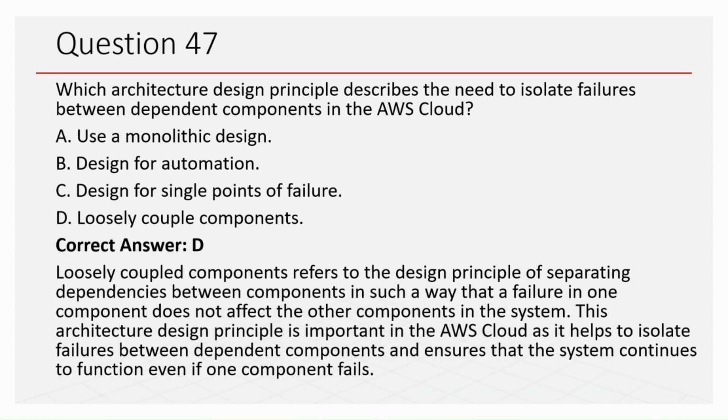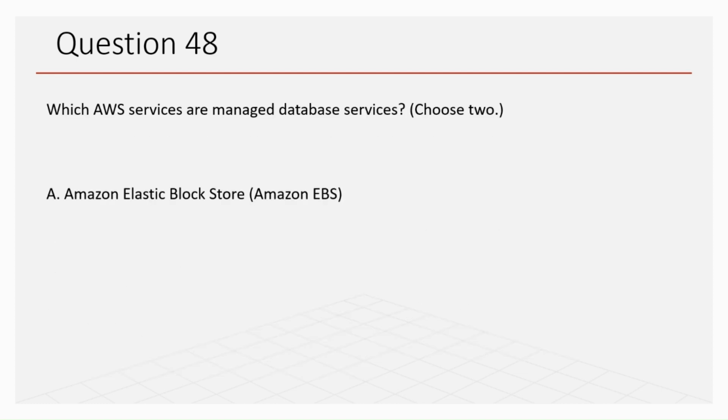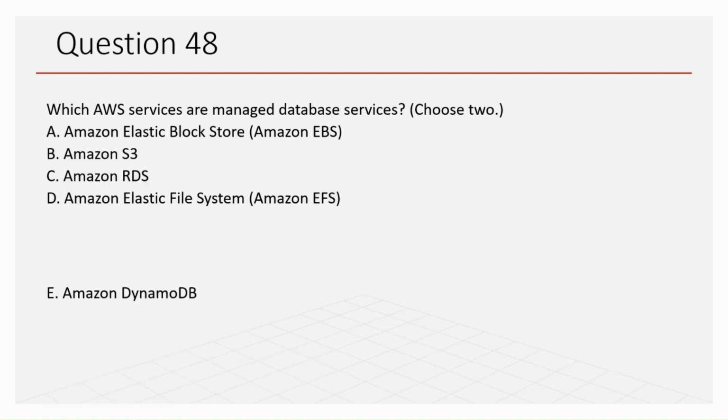And the reason is because loosely coupled components refers to the design principle of separating dependencies between components in such a way that a failure in one component does not affect the other components in the system. So this is what is referred to as loosely coupled components. Therefore, if a failure occurs in one of the components, it is not replicated to another component, and it remains with that component only. Therefore, loosely coupled components is the correct answer. Now let's look into the next question. Question number 48.